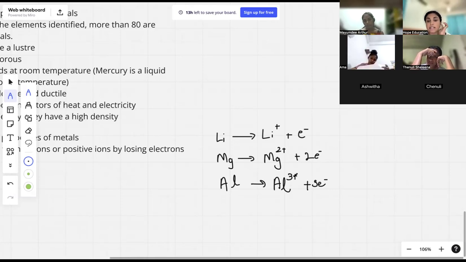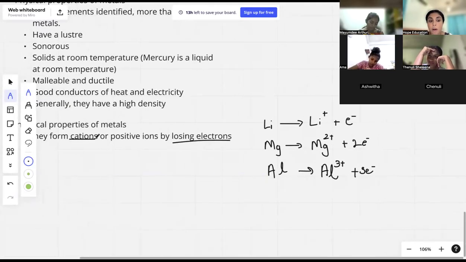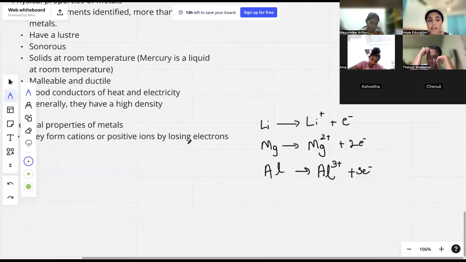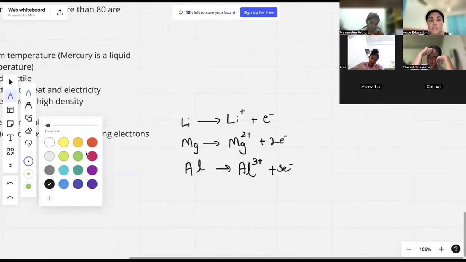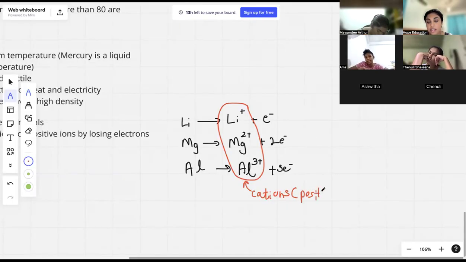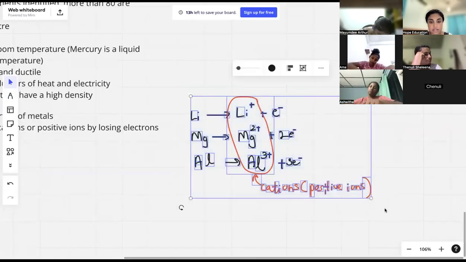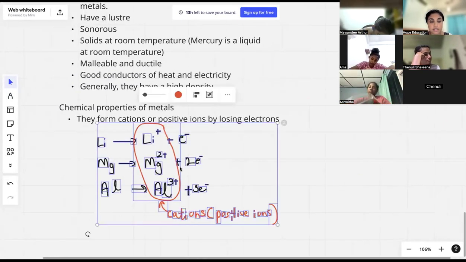Likewise, all the metals, they remove electrons or they lose electrons and they form cations or positive ions, right? So these ions we call cations. We call them cations or we call them positive ions. Cations is a name for positive ions. Right? So that is the first chemical property of metals, right?